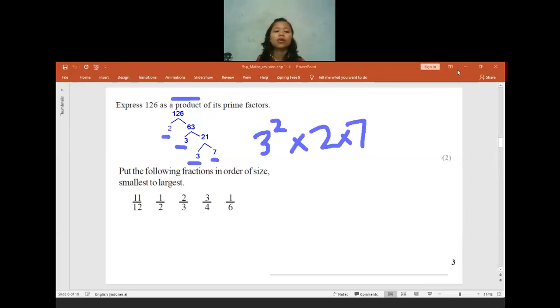Okay, now let us continue to the next question. Anyone want to help me to order these numbers from the smallest to the largest one? Which one is the smallest one?